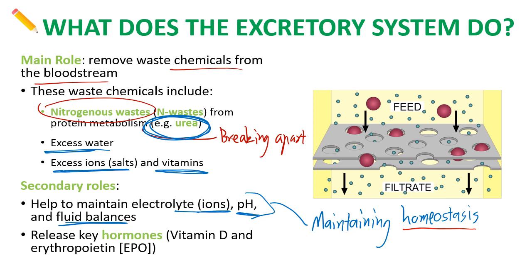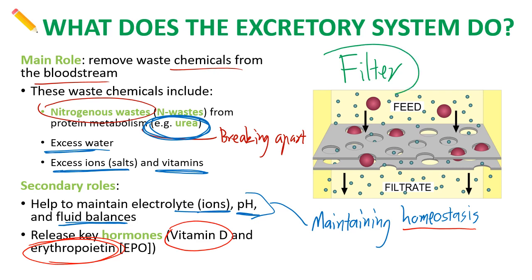There's also a few minor hormones that get released from the kidneys as well, although they still have important functions. So vitamin D, which helps regulate our bone density, and EPO, erythropoietin, which helps to regulate the number of red blood cells we have in our bloodstream. So if we're going to say what it does in one word, the excretory system is one giant filter, like you can see in the diagram.